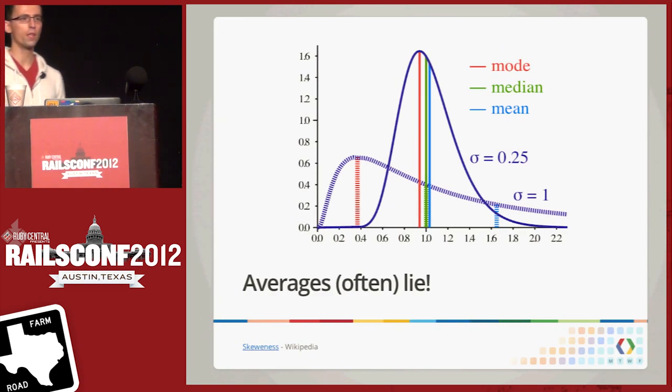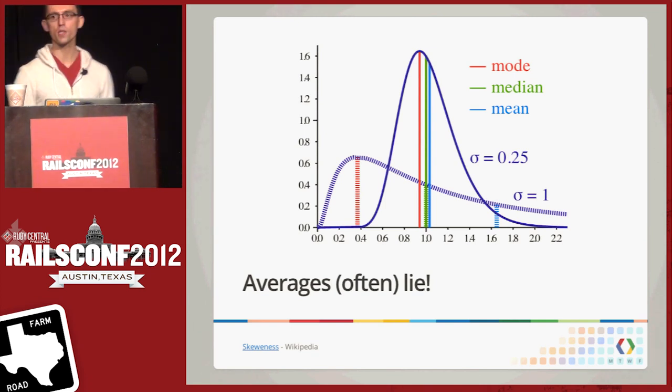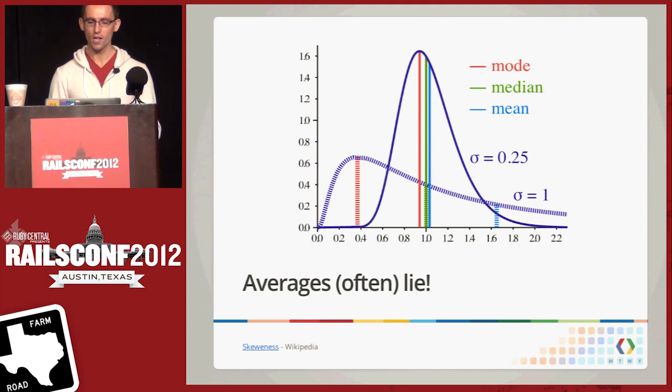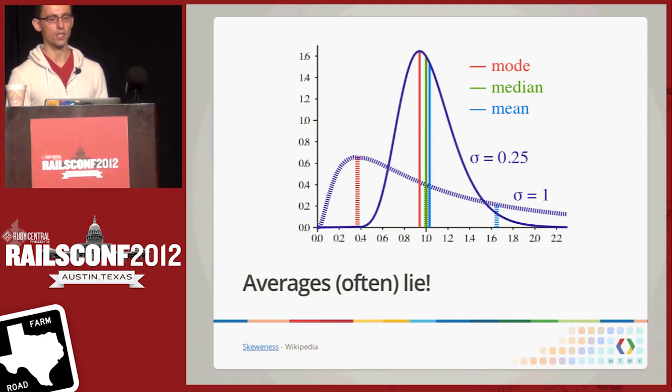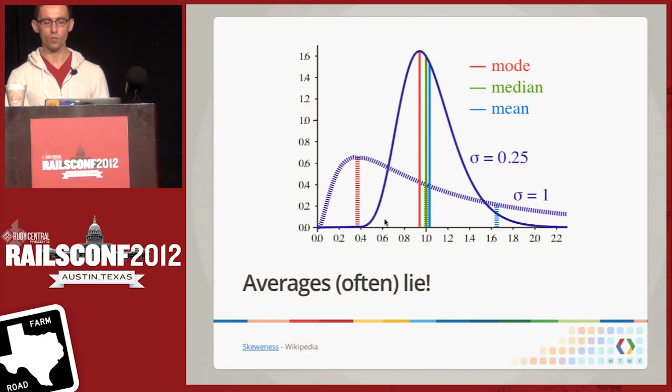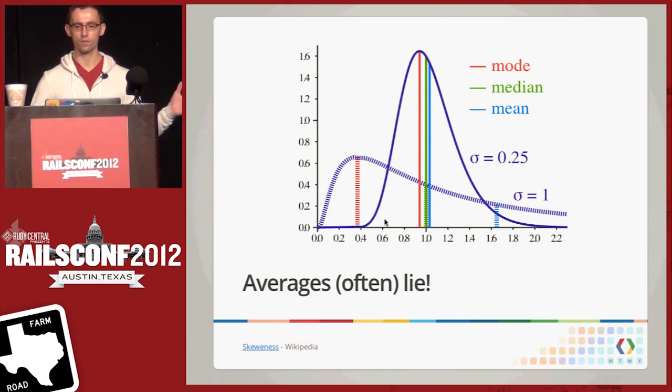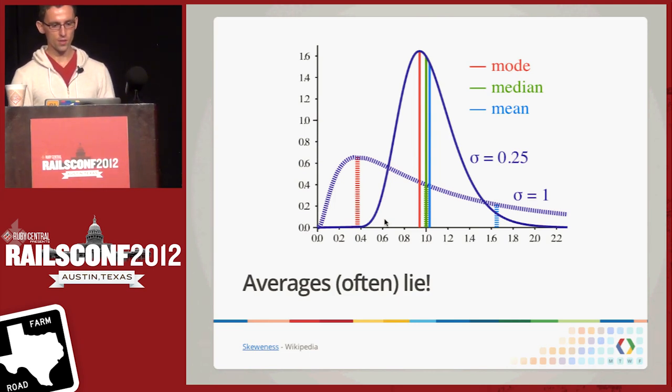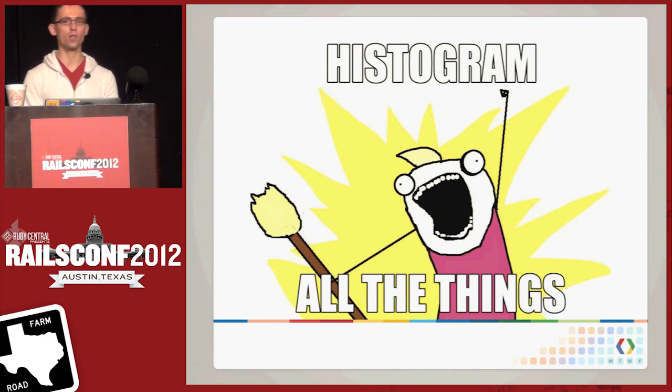But one thing we need to be very careful of is averages. When you're talking about performance and timing, averages often lie, right? Because very rarely do you get a nice normal distribution for this kind of data. More likely, you're going to get something like this guy here, which is this really skewed distribution where the mean, the median, and the mode have a lot of space in between them. So to that, there's only one answer, right? You need to histogram everything, because averages are misleading when you're talking about performance.